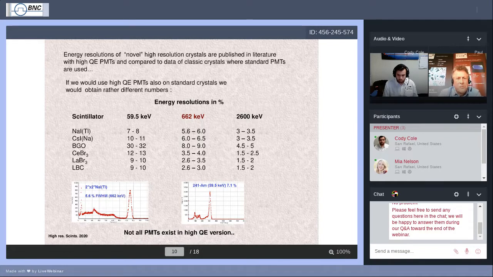So regular crystals will benefit from the use of special photomultiplier tubes that we normally only use with high-resolution crystals. Unfortunately, not every photomultiplier tube exists in this high quantum efficiency version, and well, we have to live with that, but it's an interesting observation.